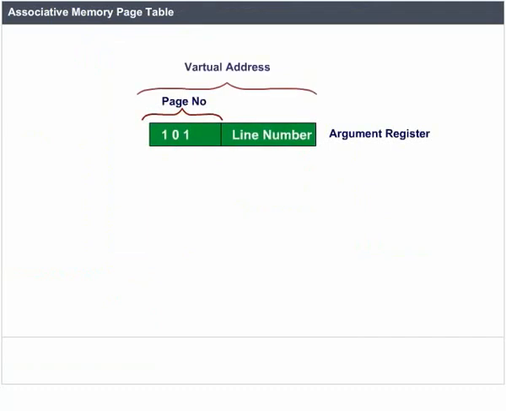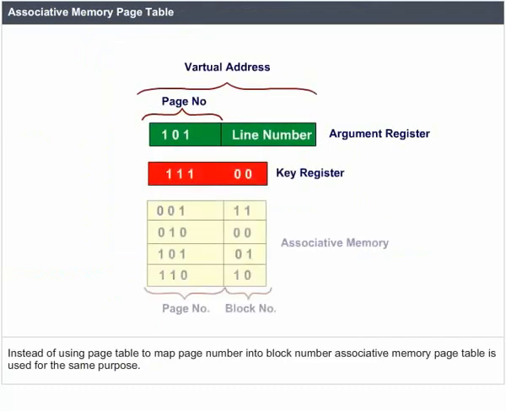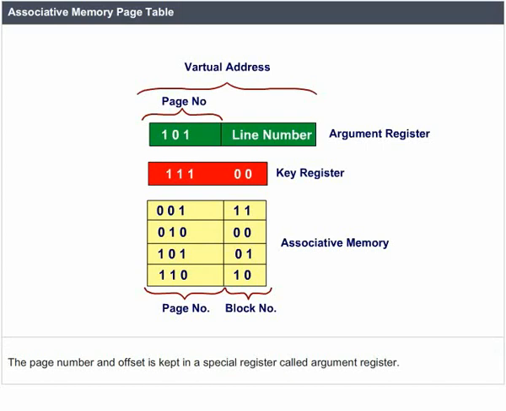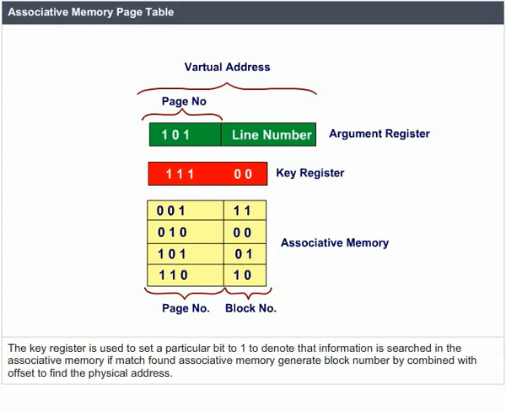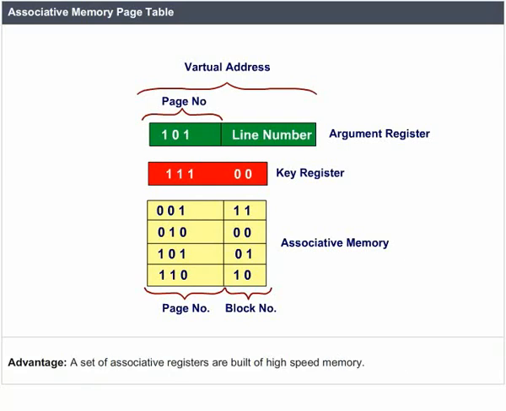Associative memory page table. Instead of using a page table to map a page number into a block number, an associative memory page table is used for the same purpose. The page number and offset are kept in a special register called the argument register. The key register is used to set a particular bit to 1 to denote that information is searched in the associative memory. If a match is found, the associative memory generates a block number, combining it with the offset to find the physical address. Advantage: a set of associative registers is built of high-speed memory.